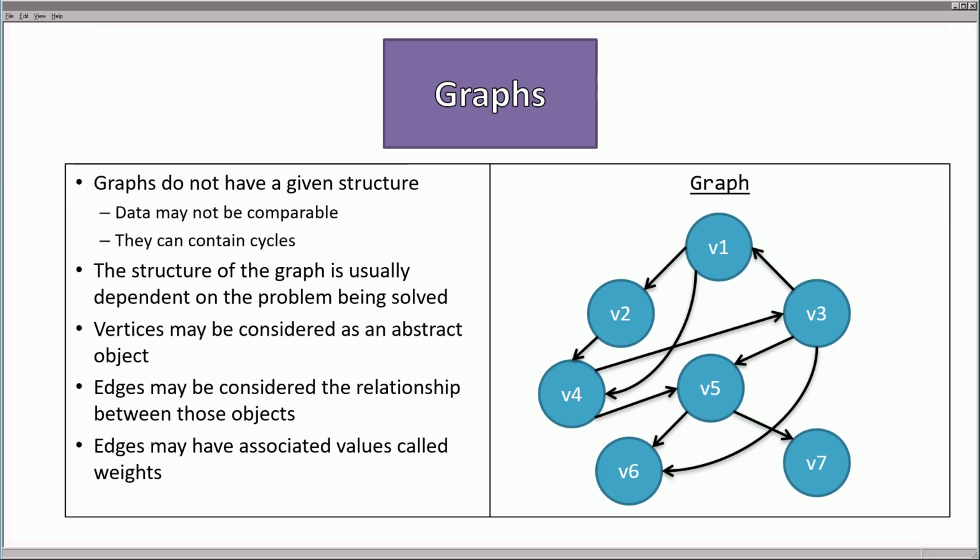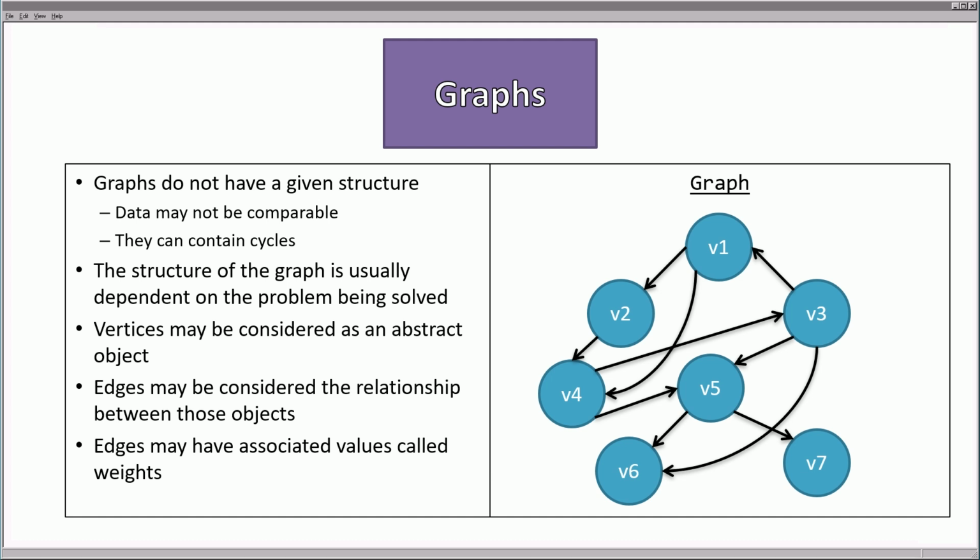Now, as mentioned before, we've already taken a look at trees, which do have a given structure. Binary search trees definitely have a predefined structure, and the same thing for heaps. However, graphs do not have a given structure. The data in a graph may not be comparable. In a graph, unlike a tree, you can have cycles. And this is a good point to bring up that all trees are examples of graphs, but not all graphs are examples of trees. So the structure of a graph is usually dependent on the problem being solved.